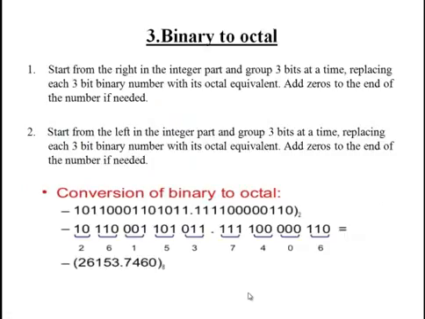Now if we have to convert a binary number to an octal number, say for example we have this given binary number to be converted to octal. We have the integer part and the fractional part. To convert binary to octal, we make groups of 3 bits. For the integer part, we start from the right side and make groups of 3 bits. For the fractional part, we start from the left and make groups of 3 bits.